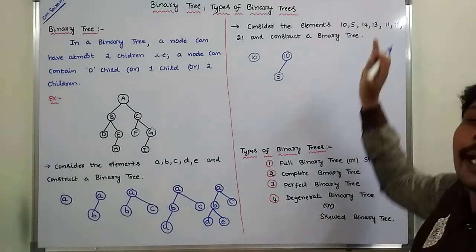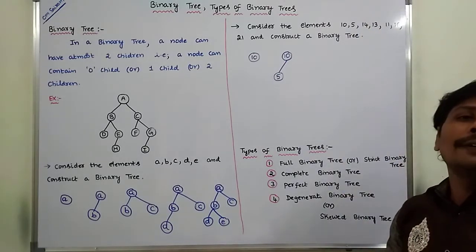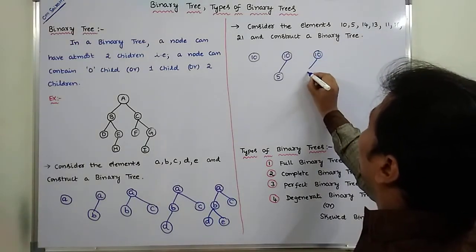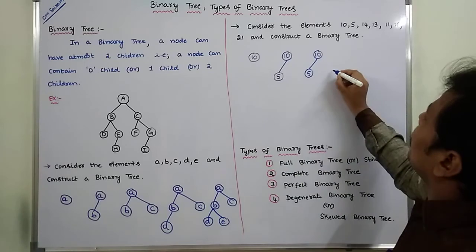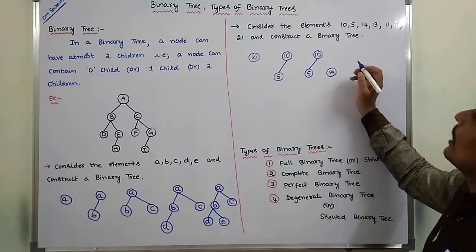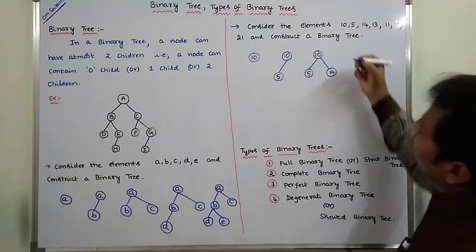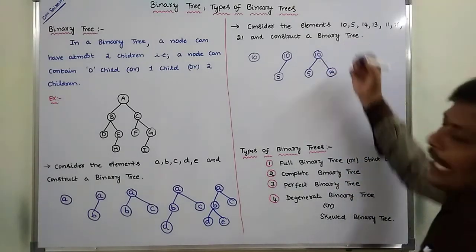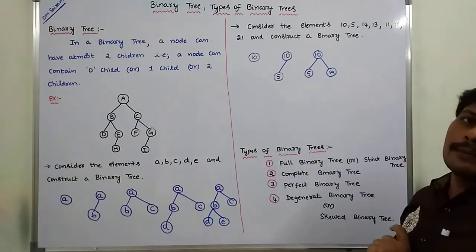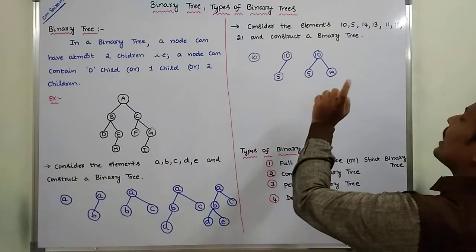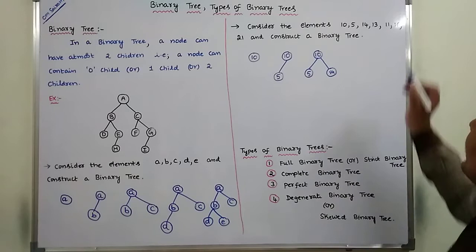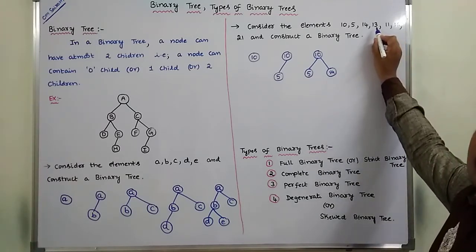Okay. Next element we want to insert is 14. 14 can be inserted as the right child of 10. So now we have to create a new node and insert the value into that node. Now 14 becomes the right child of 10. Okay. So now node 10 has two children. Next we have to give priority to node 5.